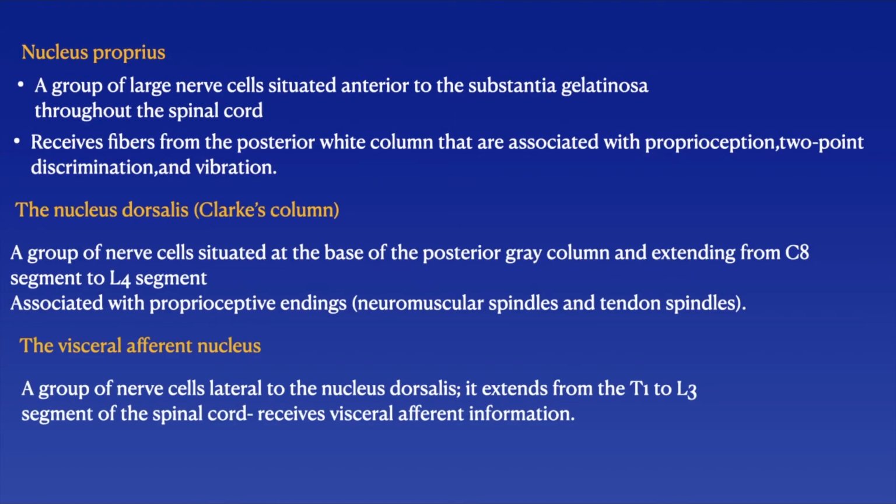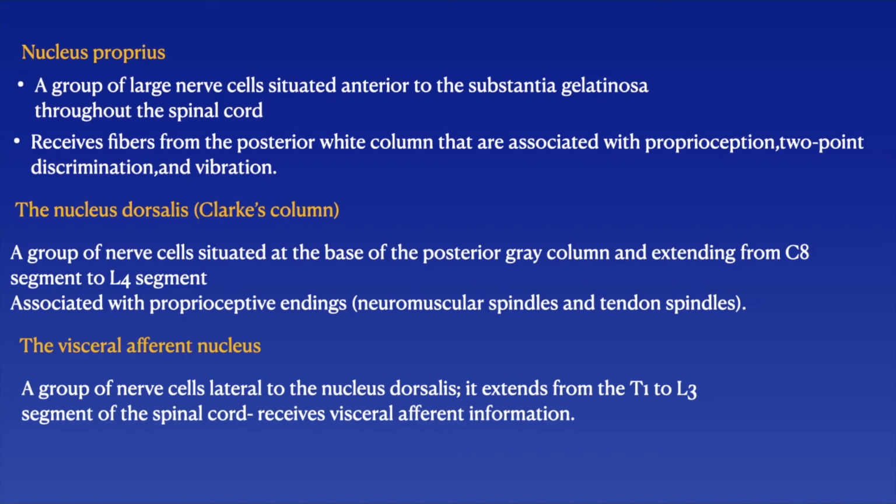The nucleus proprius. This is a group of large nerve cells situated anterior to the substantia gelatinosa throughout the spinal cord. It receives nerve fibers from the posterior white column that are associated with proprioception, 2-point discrimination, and vibration.